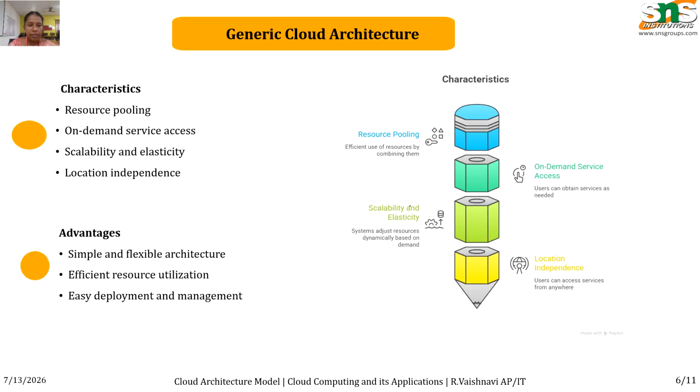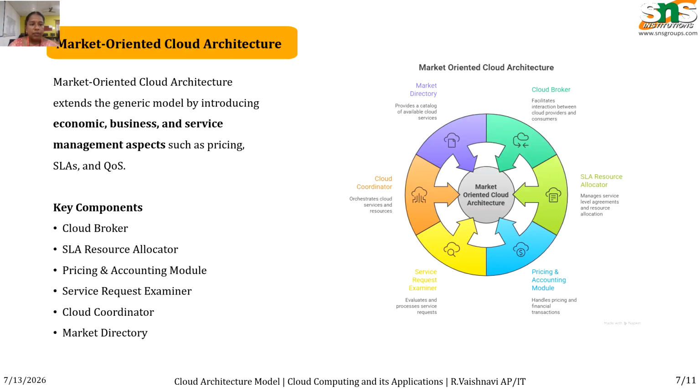The characteristics of the generic cloud architecture will be resource pooling, on-demand service access, scalability and elasticity, and location independence. The advantages will be simple and flexible architecture, efficient resource utilization, and easy deployment and management. Next one will be the market-oriented cloud architecture.